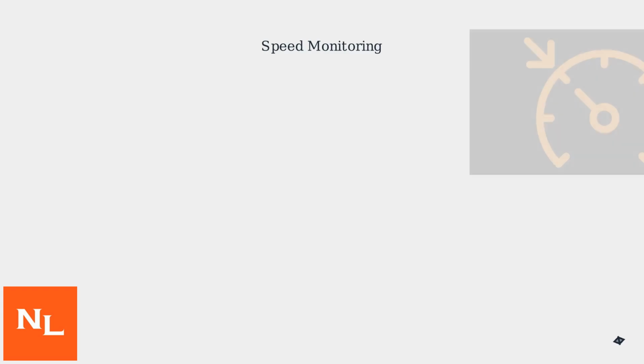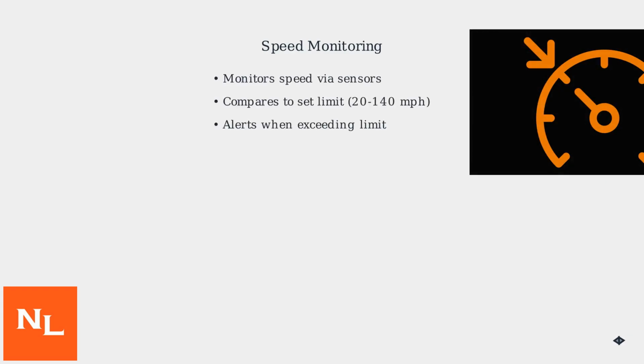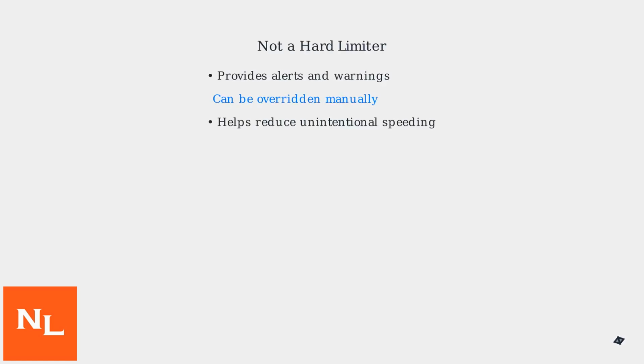The Speed Limiter Assistant in the 2013-2017 Chevrolet TRAX is a software-based feature that monitors your vehicle's speed through sensors and compares it to a set limit. This limit can be user-set or suggested by the system, often using GPS data for speed zone awareness. Importantly, this is not a hard limiter. While it provides warnings to help prevent unintentional speeding, you can still manually accelerate past the set speed if needed for safety or other reasons.